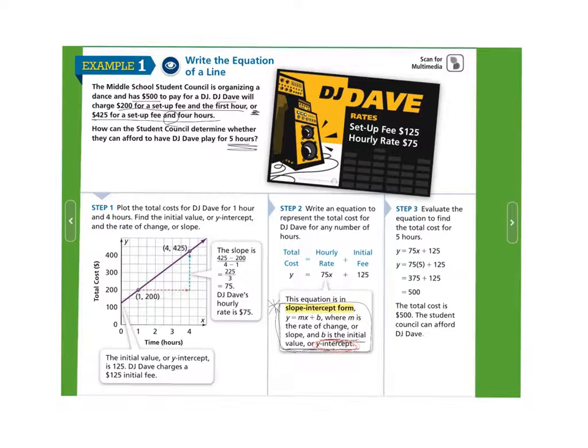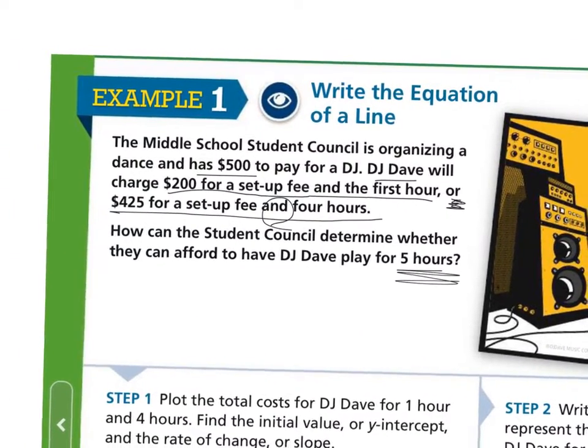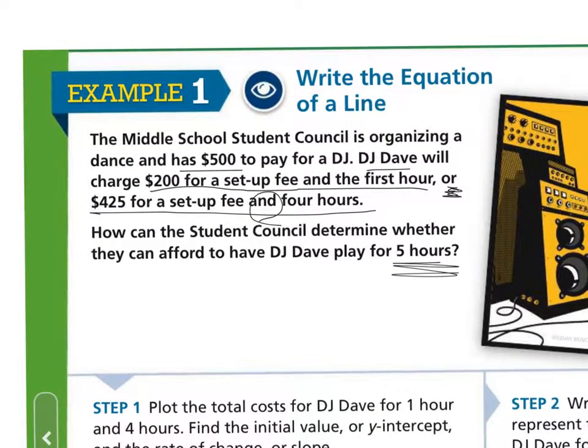Example 1, the middle school student council is organizing a dance and has $500 to pay for a DJ. DJ Dave will charge $200 for a setup fee and the first hour, or $425 for a setup fee and 4 hours. How can the student council determine whether they can afford to have DJ Dave play for 5 hours?